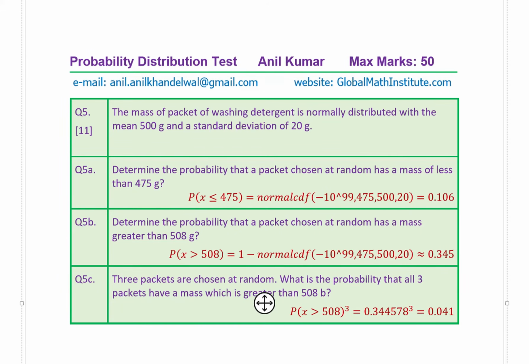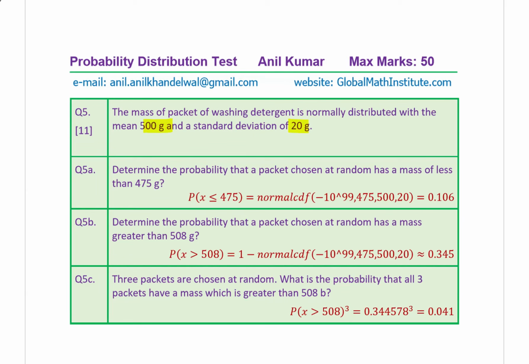Here are answers to question number 5. In this case, the question is, the mass of a packet of washing detergent is normally distributed with the mean of 500 grams and standard deviation of 20 grams. Based on this, we have 3 questions here.